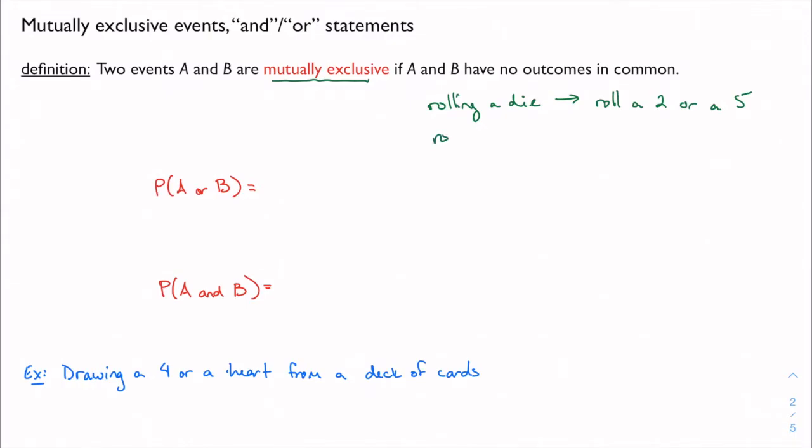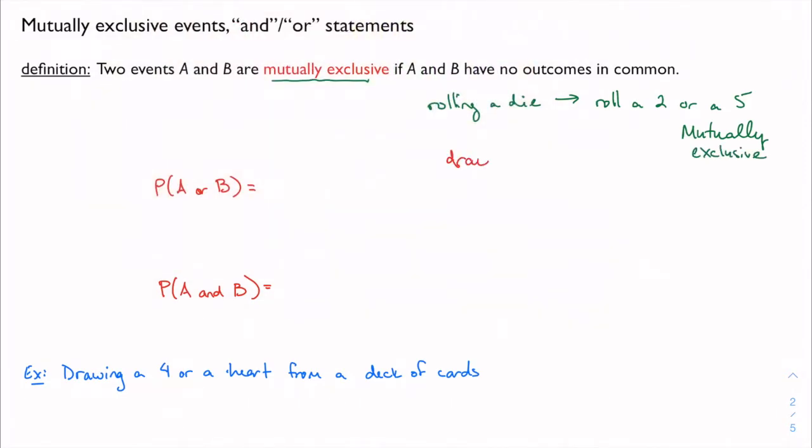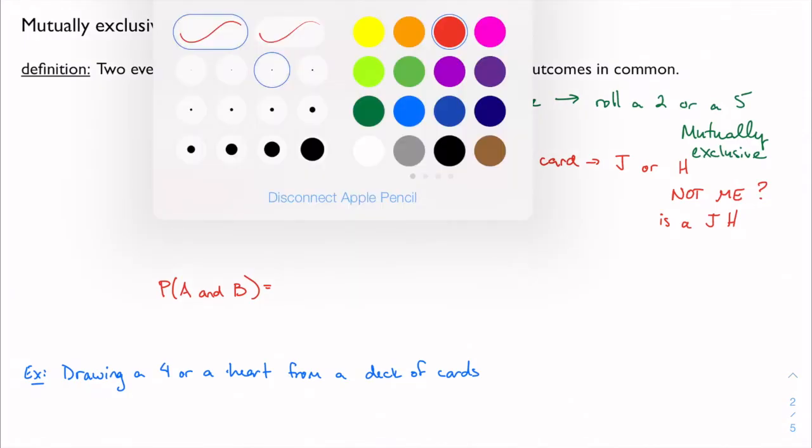But something like, so this is, that's the eraser, that's why it's not writing. This is mutually exclusive. But something like drawing a card might not be, right? If I draw a card and I want to draw a jack or a heart, well, this is not mutually exclusive. Why? Because there is a jack of hearts in the deck. So this brings me to my and or statements here.